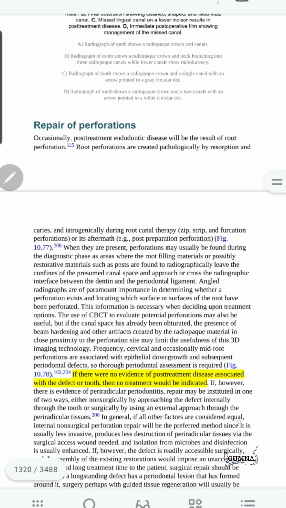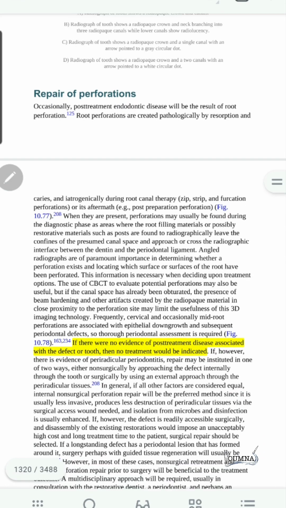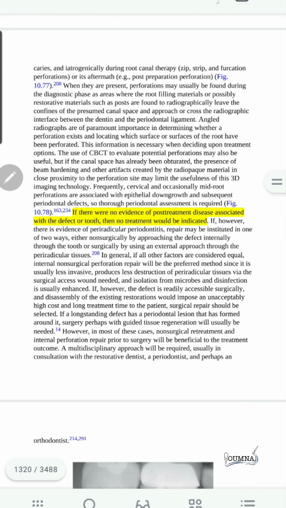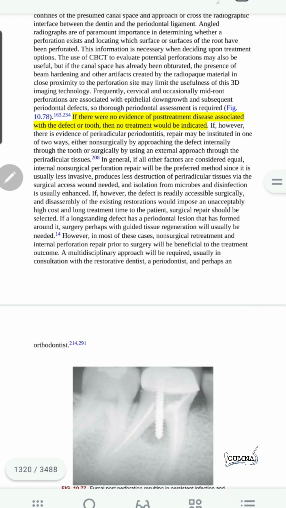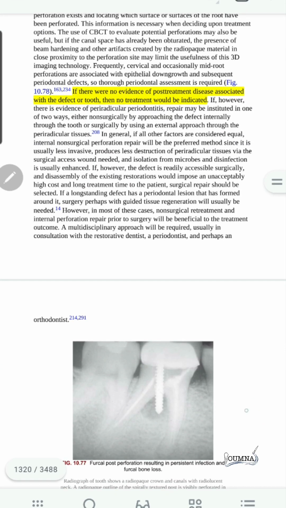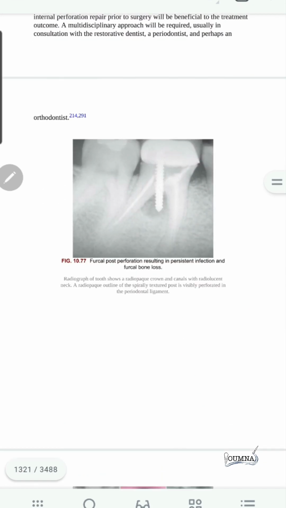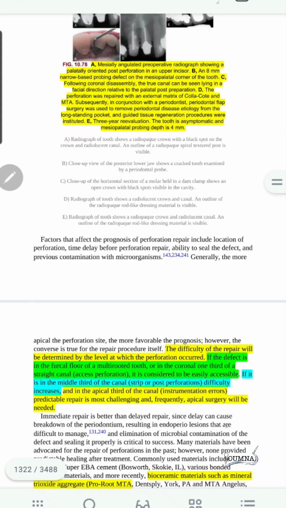Perforation happens due to mistakes in the instrumentation, so it is considered an iatrogenic incident, which means it is the fault of the dentist. As for perforation, it has 3 types according to its location. The first one is the floor, the chamber floor of a multi-rooted tooth, and the coronal 1/3.